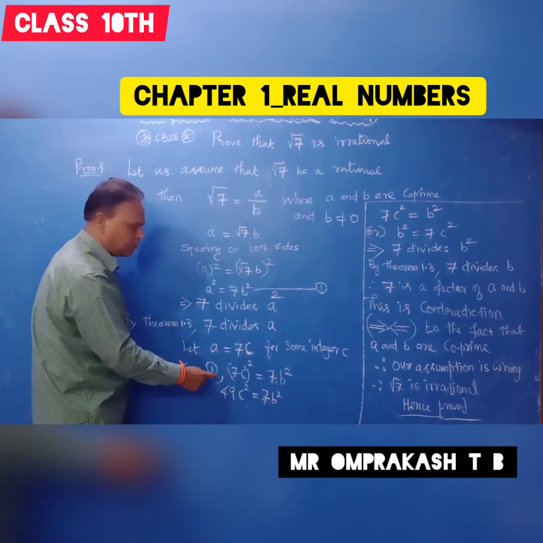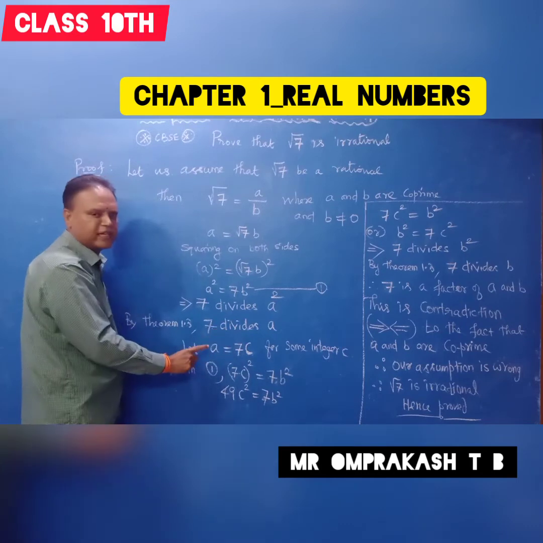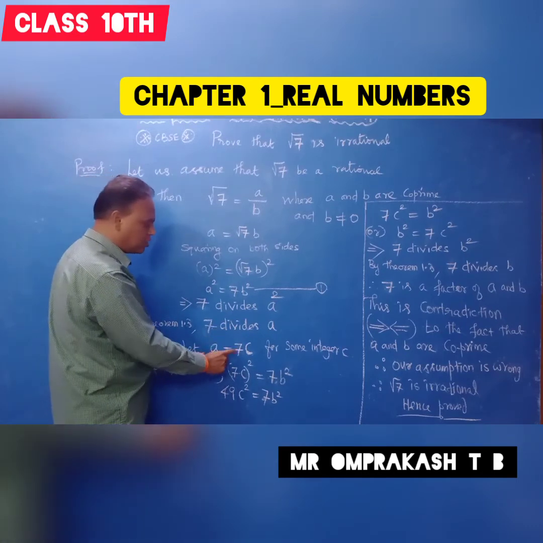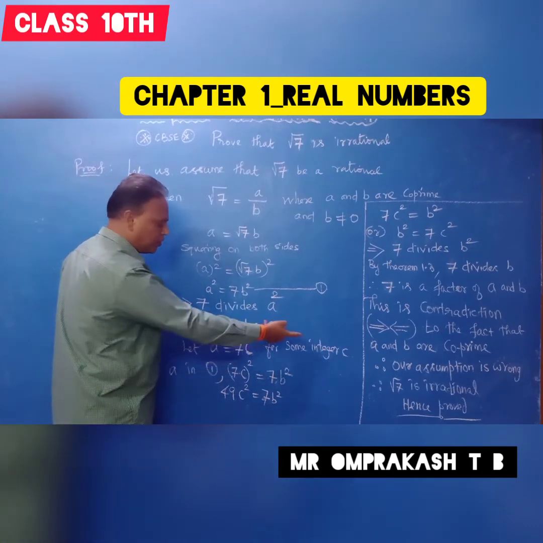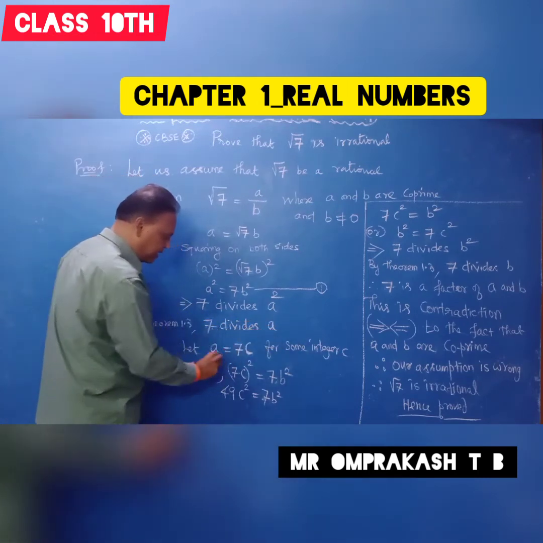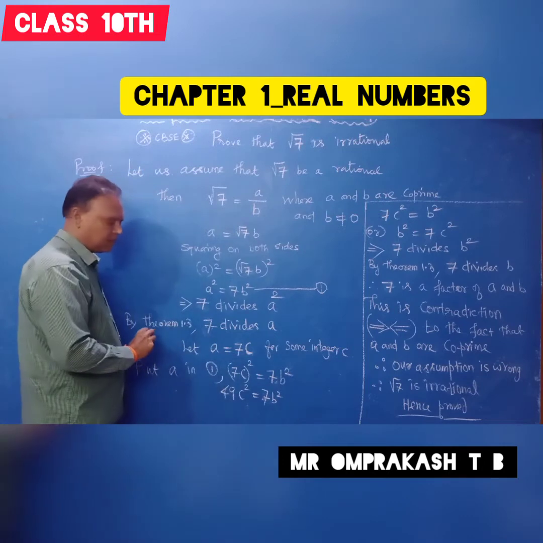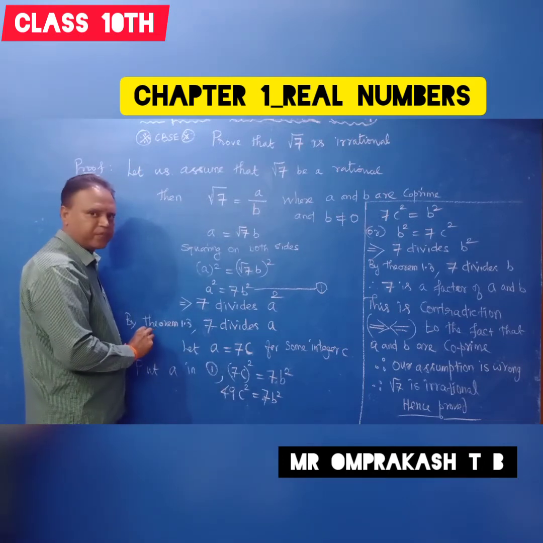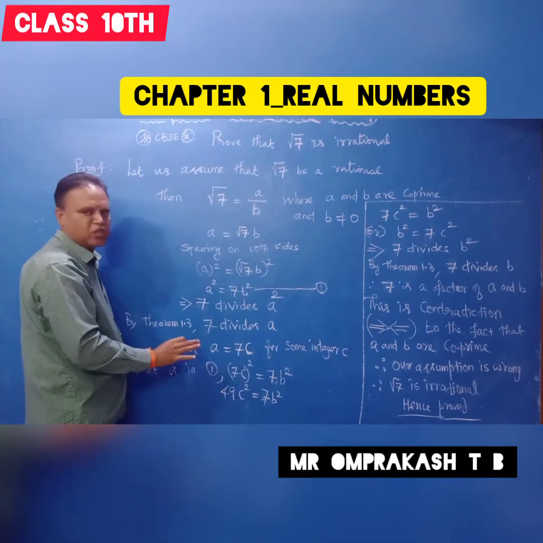So, next what will you write? k also you can write, anything you can write. So, a equal to 7 into some other factor you take. That is the meaning. Then only the meaning of 7 divides a will be fulfilled. Clear? Understand? So, you practice more.